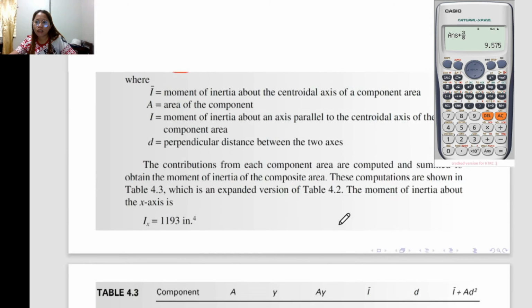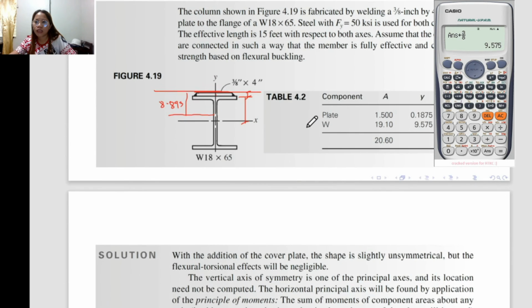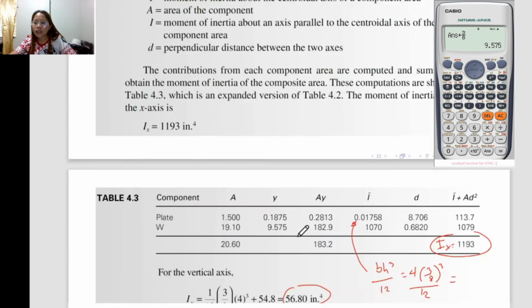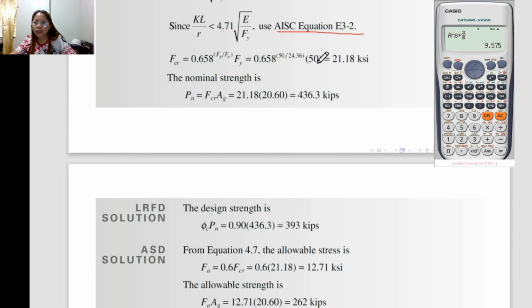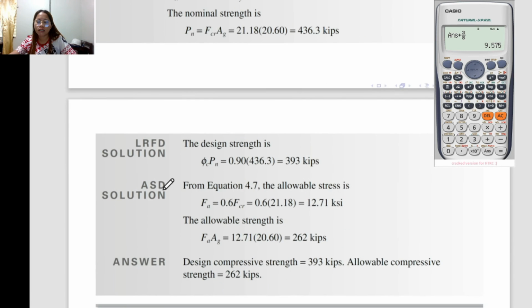Yes, because there is nothing indicated in the problem about dead load, live load. So, we automatically apply this critical buckling stress to the ASD solution, no? 0.6 times 21.18 is equal to 12.71 KSI. So that from this one, allowable strength is this times the gross area, no? So for the ASD solution, the allowable strength is 262 kilopounds.